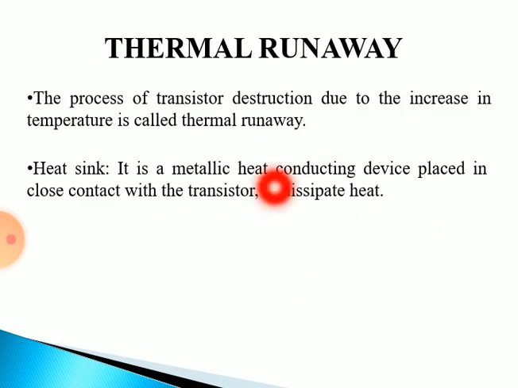The next is thermal runaway. Now what is this thermal runaway? Because of high temperature or increase in your temperature, your transistor gets destroyed, and this is known as thermal runaway. How you can avoid this? By heat sink. Now what is this heat sink? It is a metallic heat conducting device which is placed in contact with your transistor in order to dissipate heat. By using this heat sink, you can protect your transistor from thermal runaway.